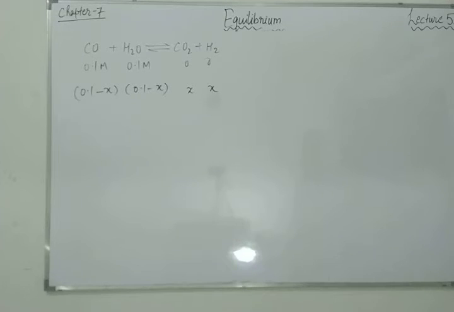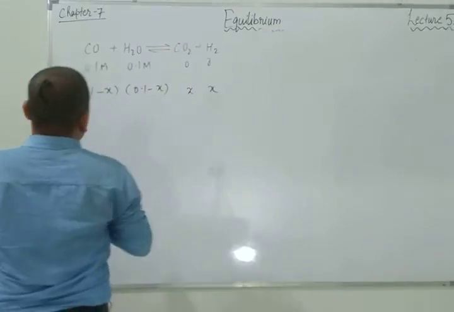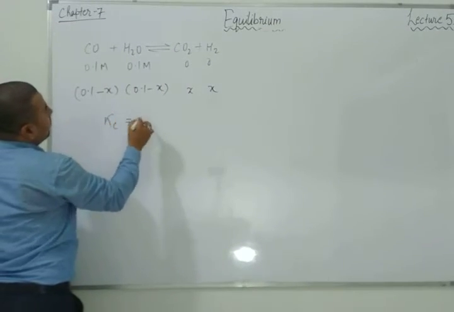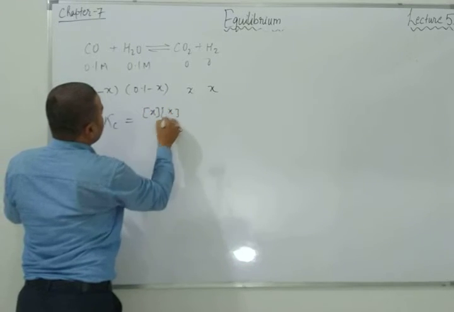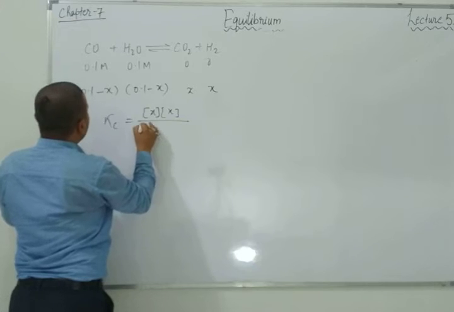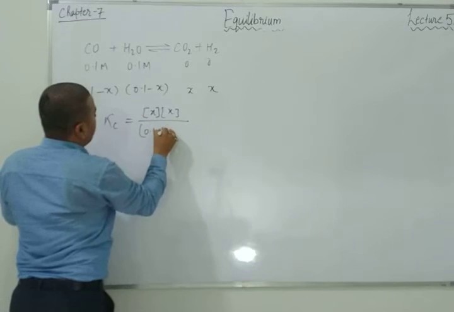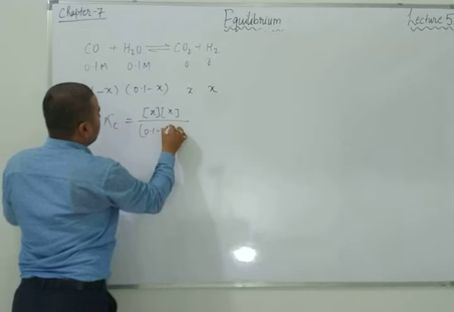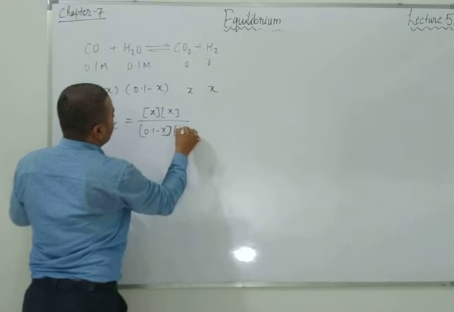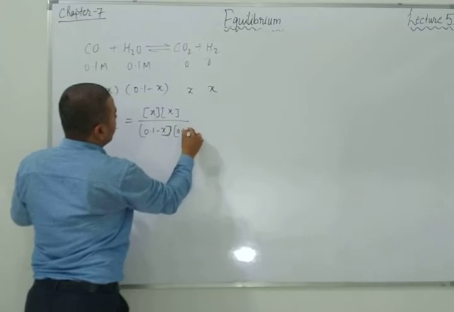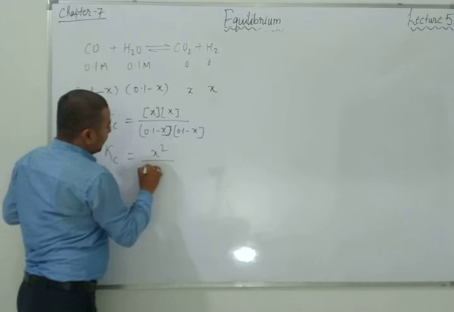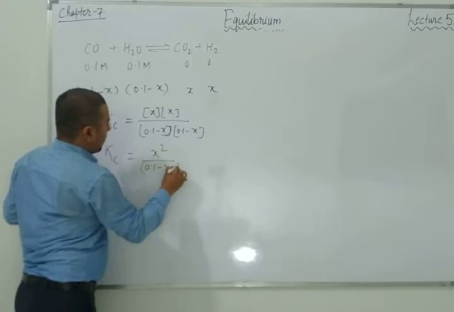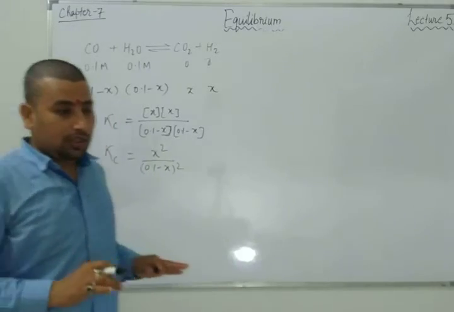Rate constant value is given. So you can say here that the equilibrium constant is the concentration of X upon the concentration of reactant, 0.1 minus X and 0.1 minus X, right? So here the rate constant Kc is X square upon 0.1 minus X whole square, and this value is given in the question. What is this value now?